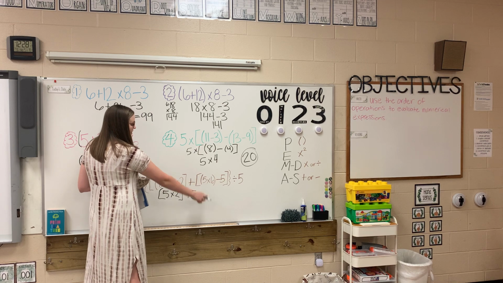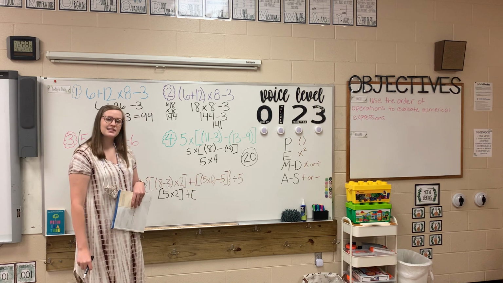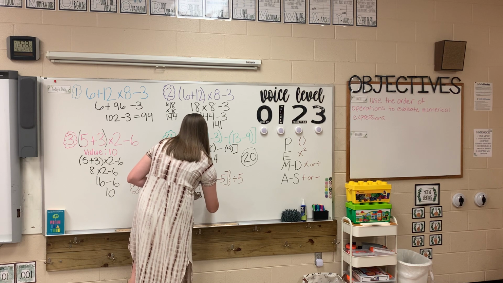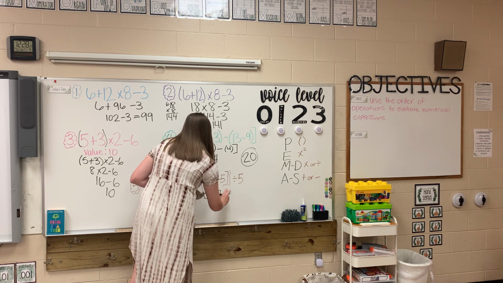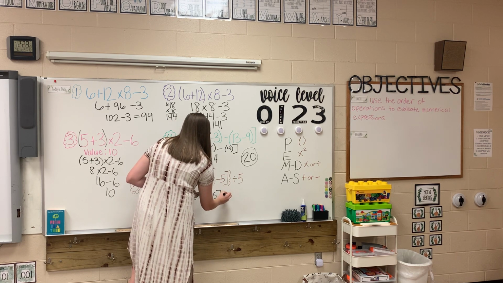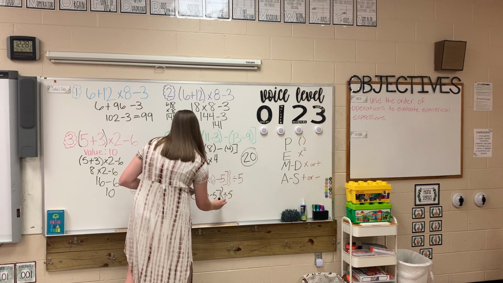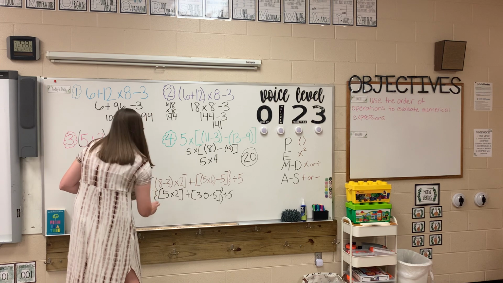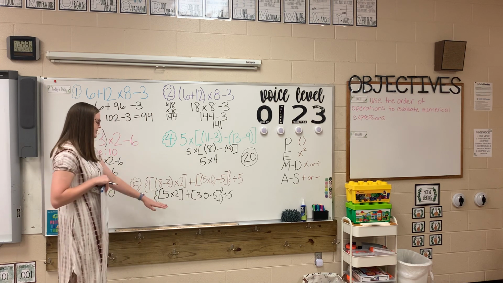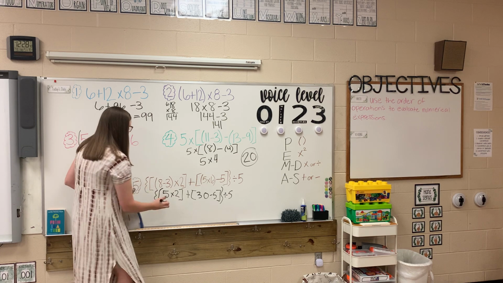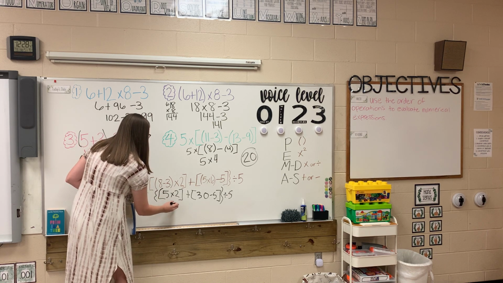We need to do our parentheses first. So what is 5 times 6? 30. Minus 5. And then we still have this divided by 5 all the way on the outside. Bring down those outside parentheses. So now we need to complete the inner brackets. What is 5 times 2? 10.